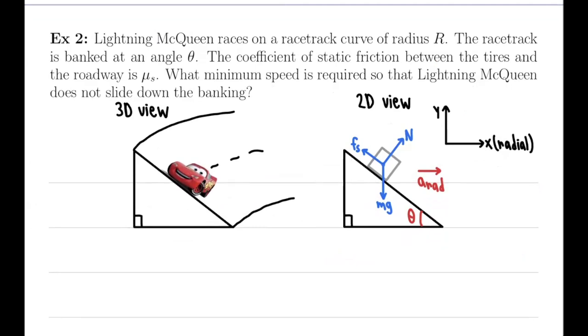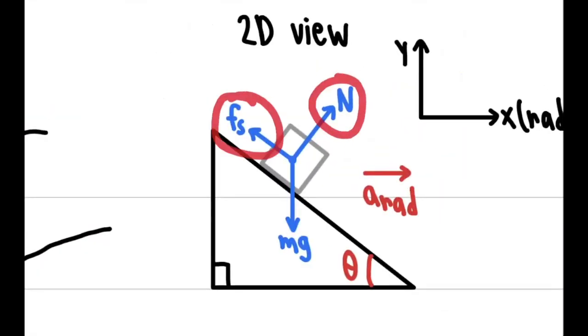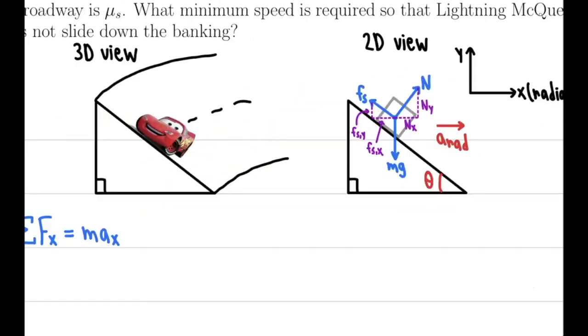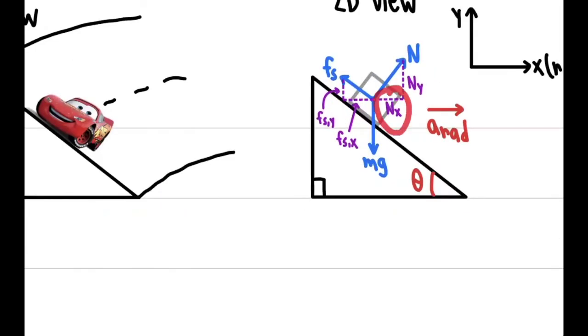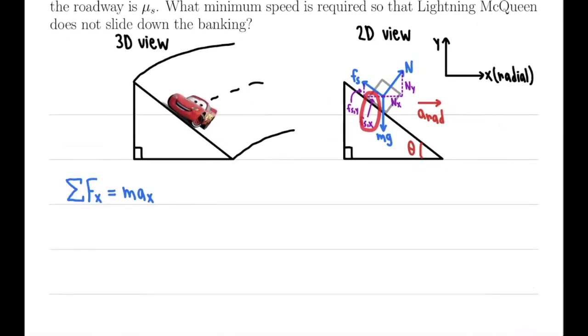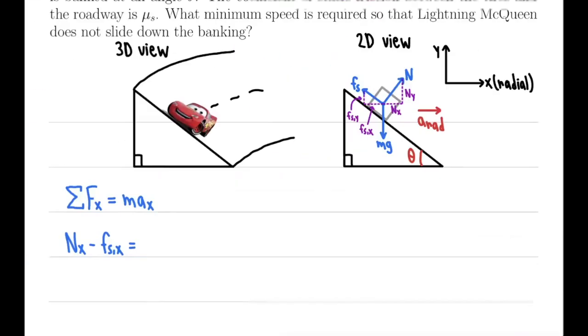All right. So let's find a rad, and then from there we can find v. a rad is in the x direction. So let's look at the sum of the forces in the x direction. Let's break the normal force and the static friction force up into its components. The net force in the x direction is just Nx minus Fsx. And a in the x direction, that's just a rad.